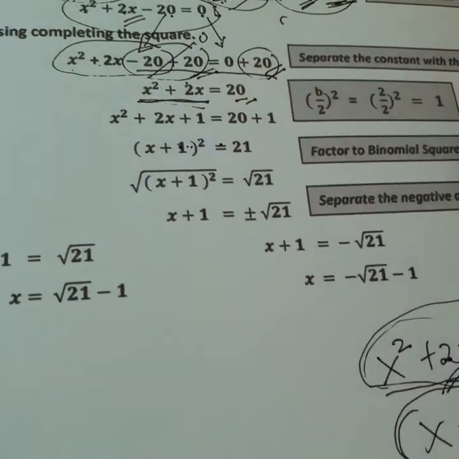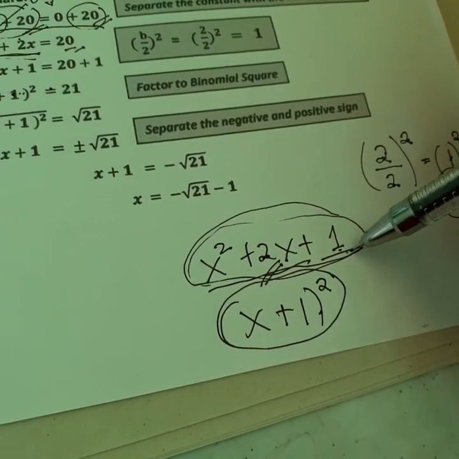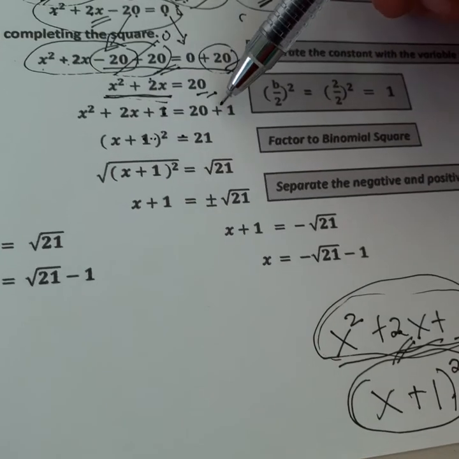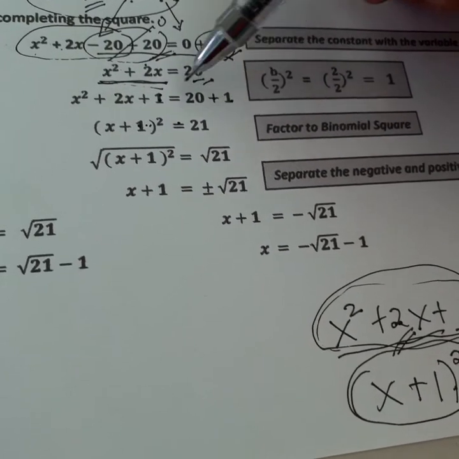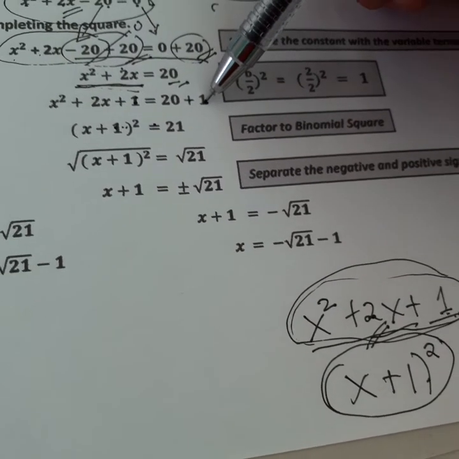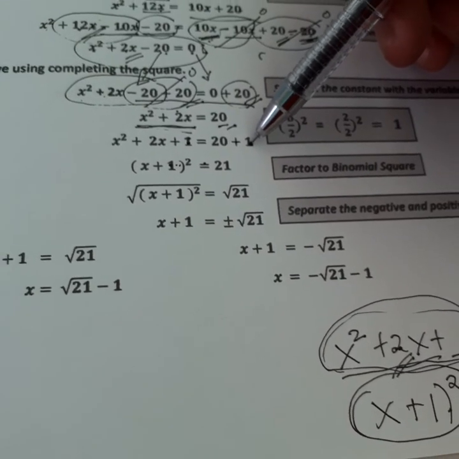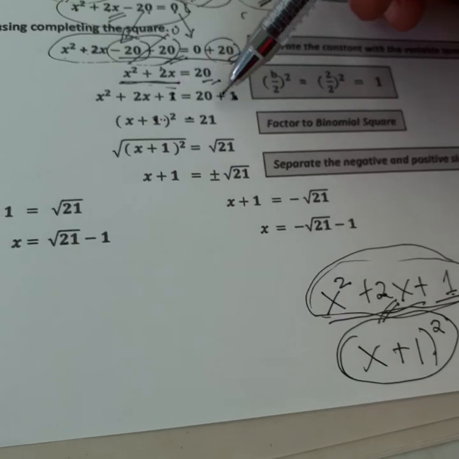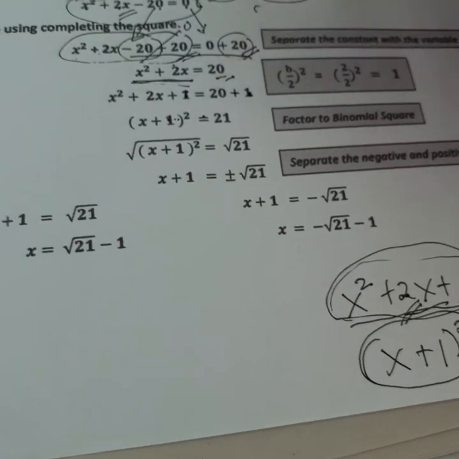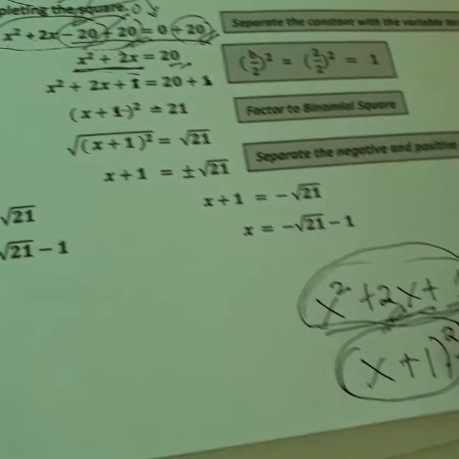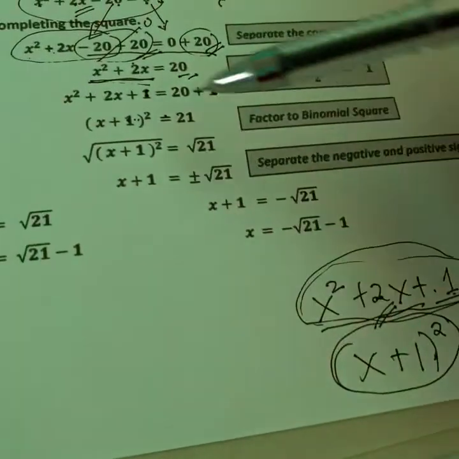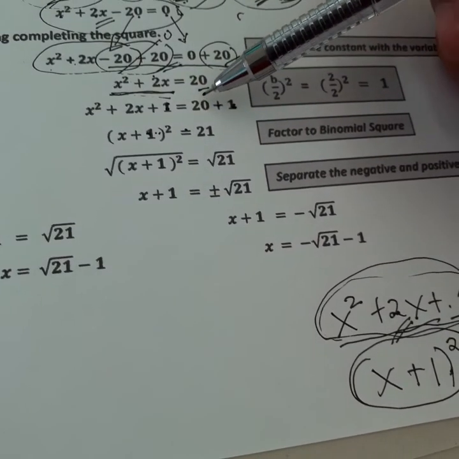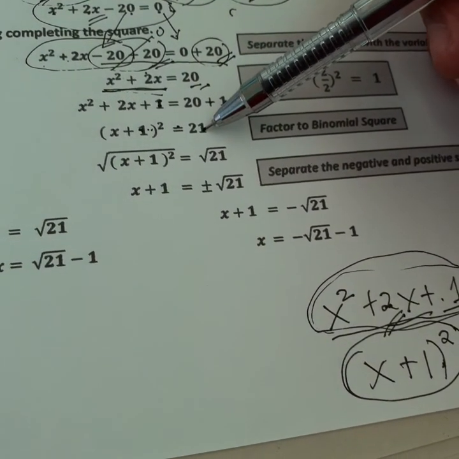We know that we added 1 on this side, so we also add 1 on the other side. Whatever we add to our blank, we also add on the other side. If we added 2 here, we add 2 there. Since we added 1, we add 1 here too. Then, continue. Equals 20 plus 1 is 21.